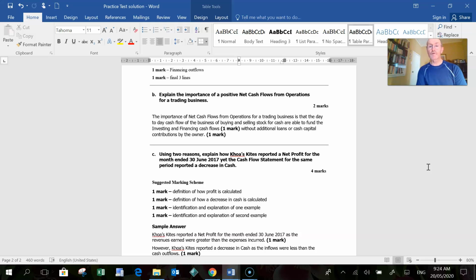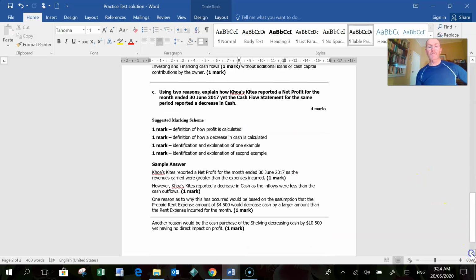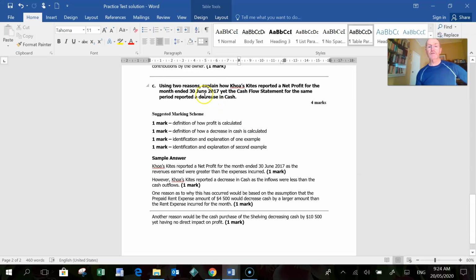So what you're looking at is improving your cash flow by better collection policies and increasing your sales through better advertising, better marketing, better quality products, which is the ideal way to improve your cash position. And the usual question is cash versus profit. So, using two reasons, explain how Coa's Kites reported a net profit for the month ended, yet the cash flow statement showed a decrease in cash. Now that's an easy question because it's not limiting you to operating activities. It's covering the entire cash flow statement.